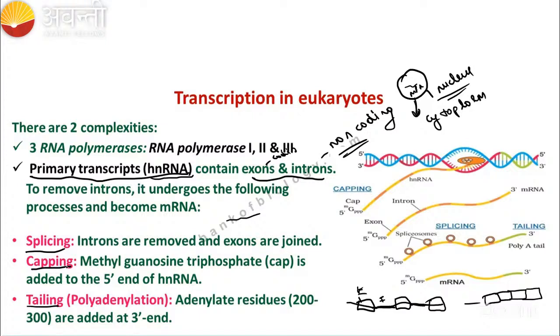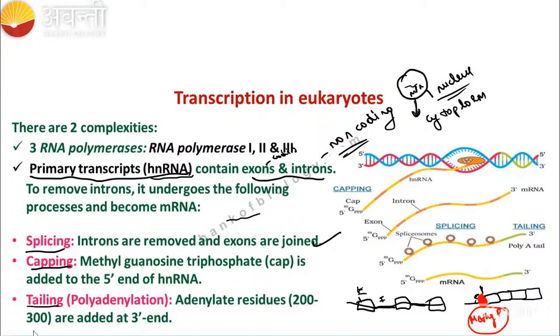Then what do we do? The capping. For the 5' end, we are going to add the cap. That is a phosphate group, methyl phosphate, that we add at the 5' end. So that is called capping.